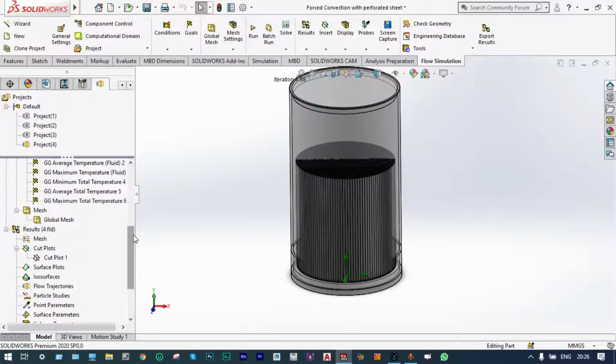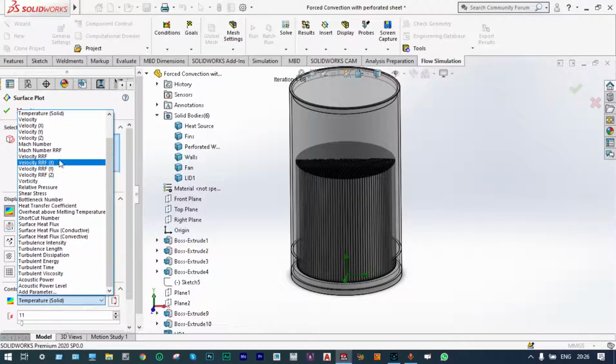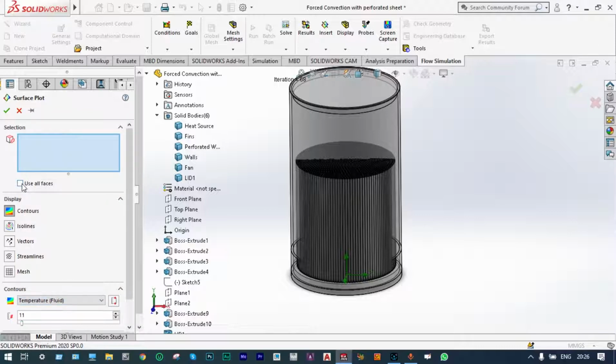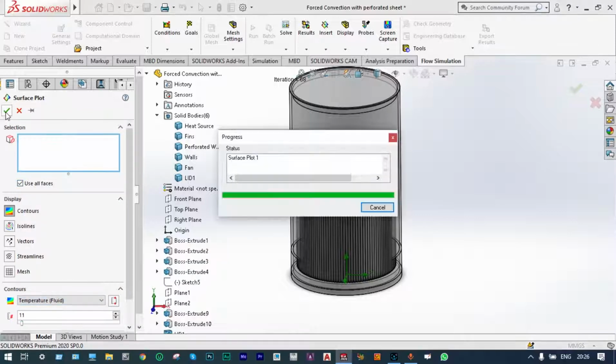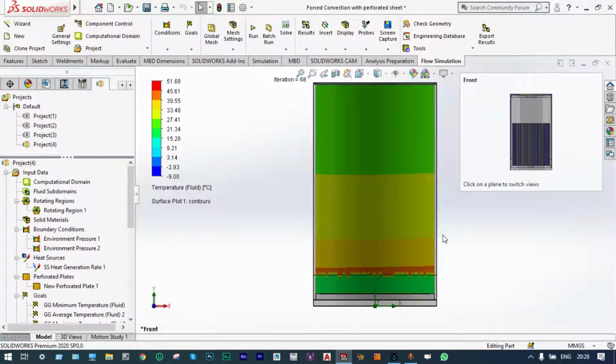Next, we want to see surface plots. Insert surface plots. We want to see temperature of fluid at all surfaces. Green check. You can see here at different levels, you can see different ranges of temperatures. This is the temperature of fluid at different levels.